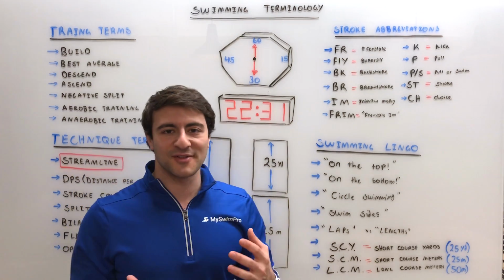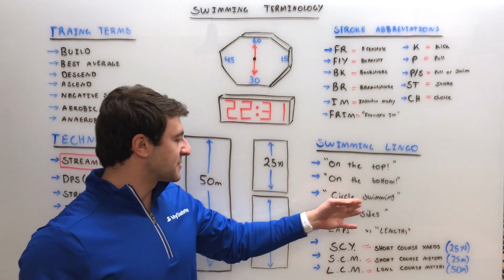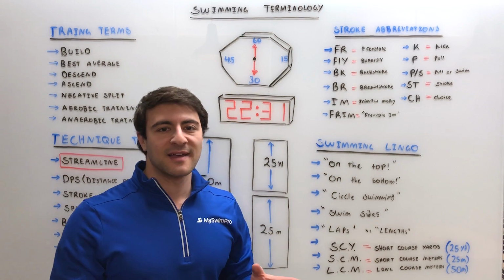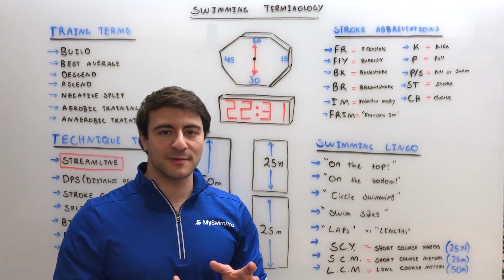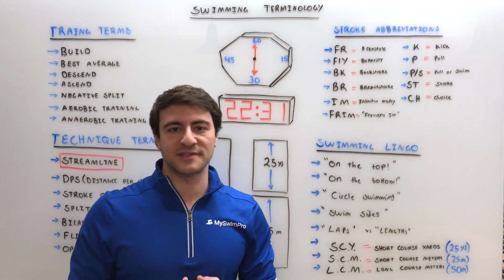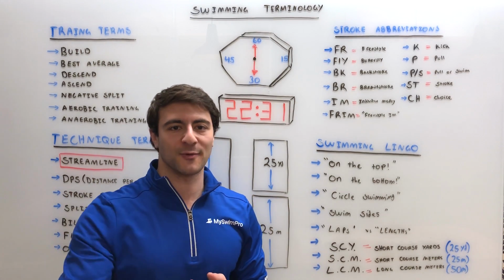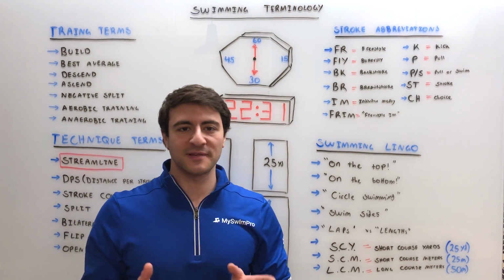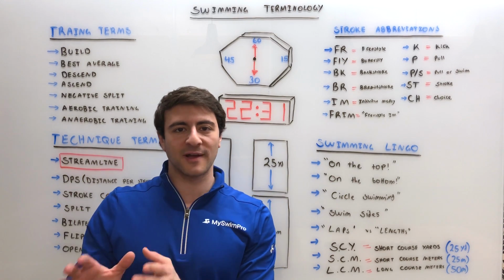Some other terminology you might hear are circle swimming or swimming sides. If you think about the way that you would drive on the road, in the United States and a lot of other countries, you drive on the right side of the road. So when you circle swim, it's very similar to when you're on the road. You're always on the right side of the lane.